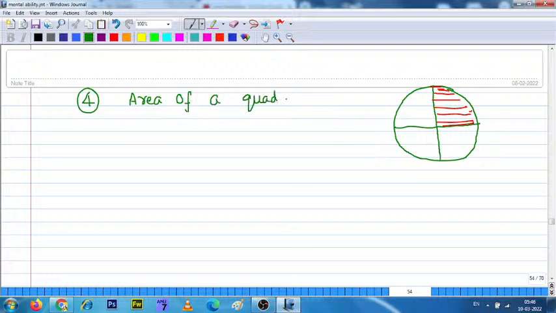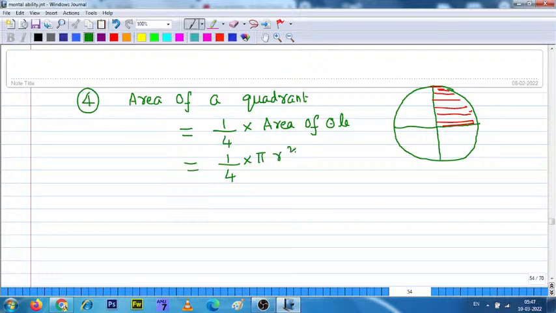Area of a quadrant is equal to 1 by 4 times the area of the whole circle. Area of circle is given by pi r square. So pi by 4 times r square. This is one quadrant. Right. Let us move to fifth point.